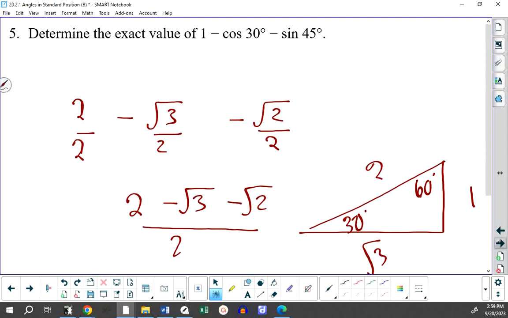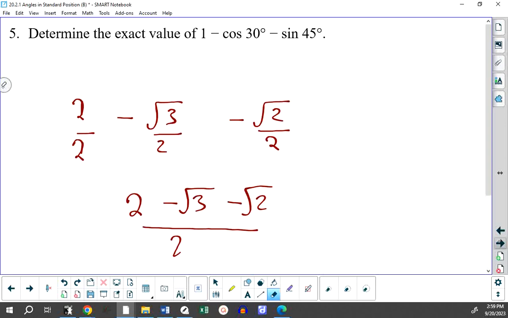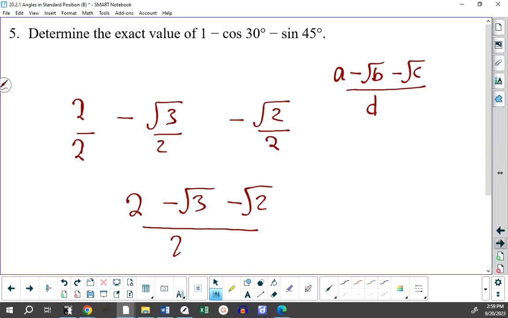And for the sake of being open with you, I think you need to understand that I can give this to you as an exam question. I wouldn't give it to you as a multiple choice question, because if this is one of the choices, you can just put 1 minus cos 30 minus sine 45 in your calculator and then figure out A, B, C, and D and find out which one matches. But I could say that this is equal to A minus root B minus root C over D. What are the values of A, B, C, and D?